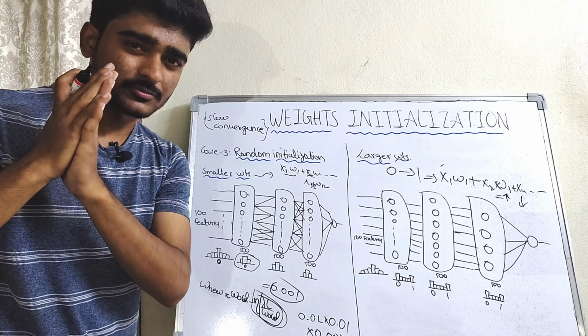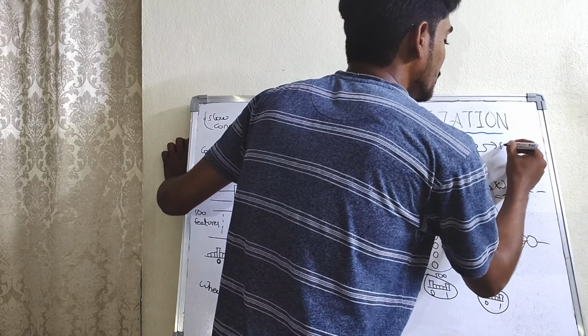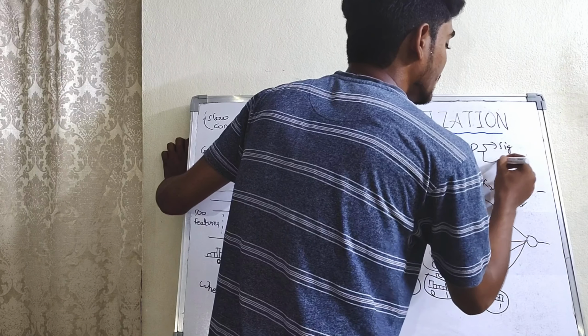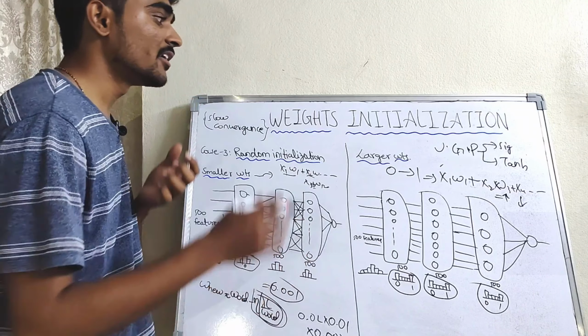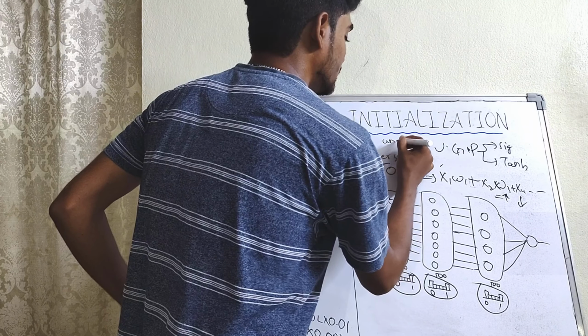Now the disadvantage of having this type of Gaussian distribution is that we'll be facing the same problem of vanishing gradient when it comes to sigmoid or tanh activation function in the hidden layers. And when we use relu activation function in the hidden layers, we'll be facing the problem of unstable training.